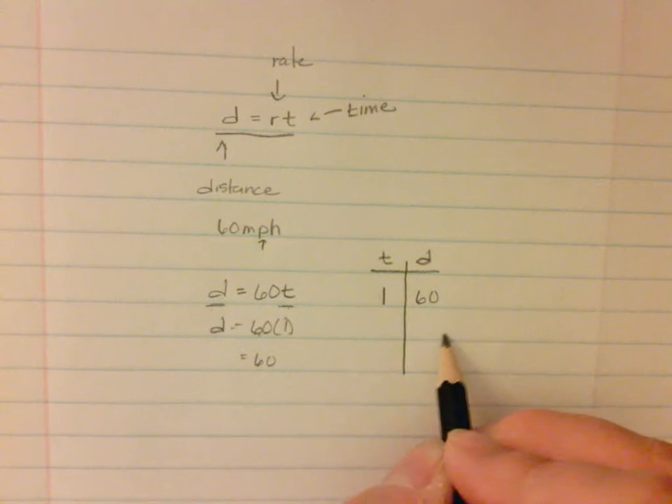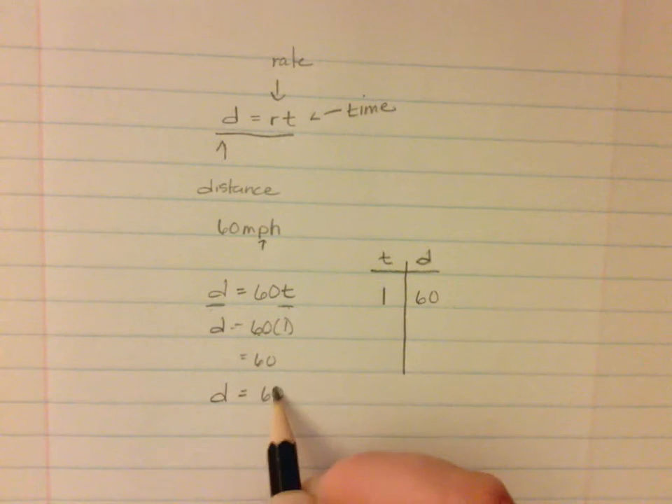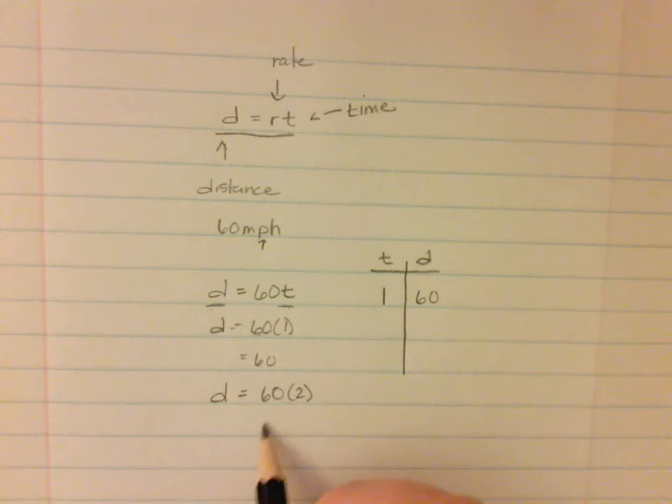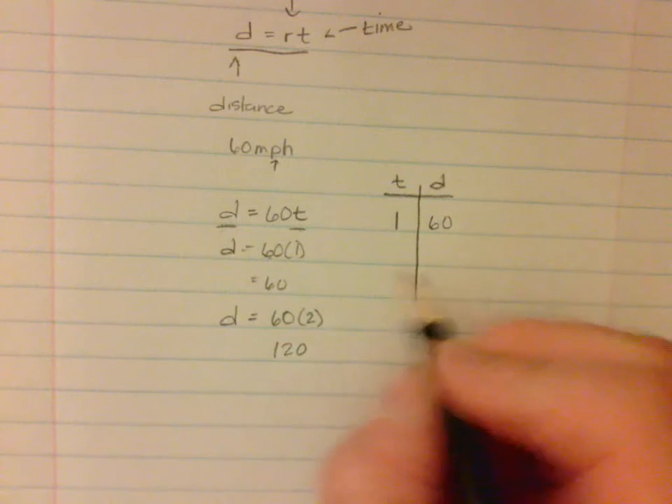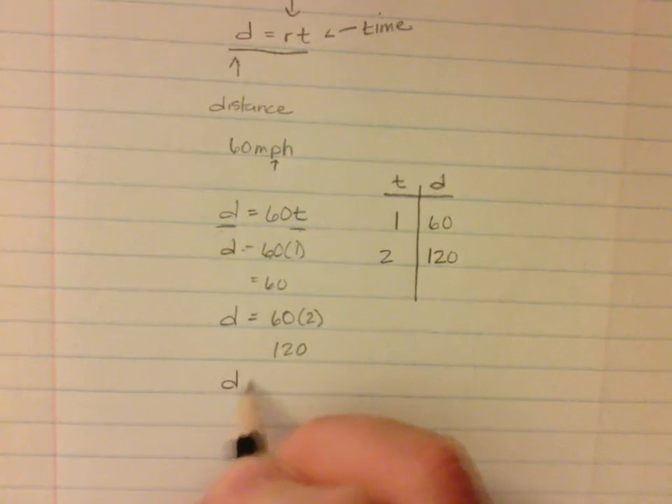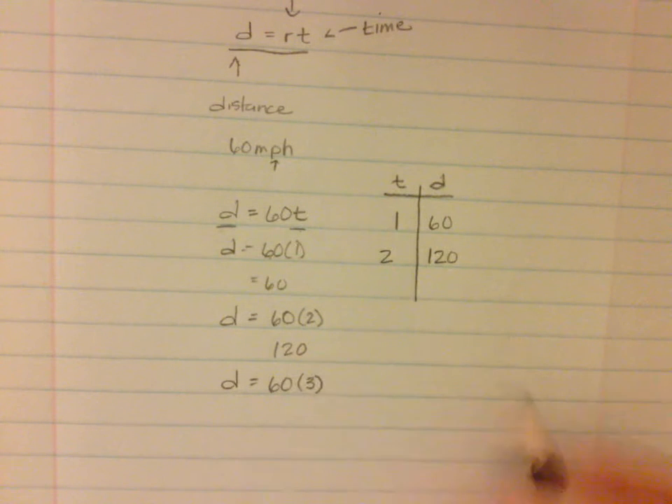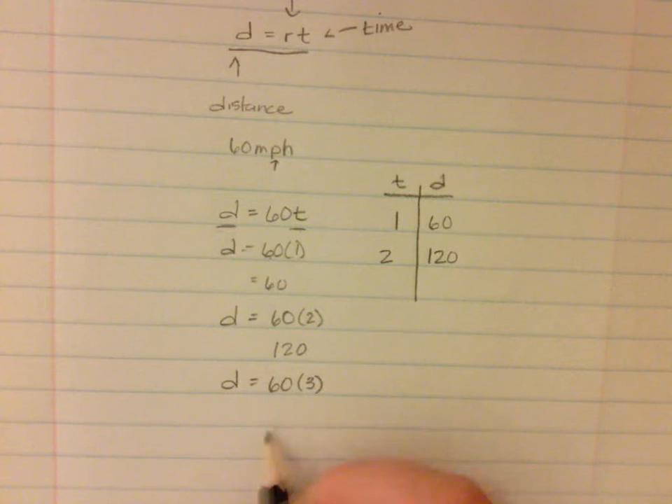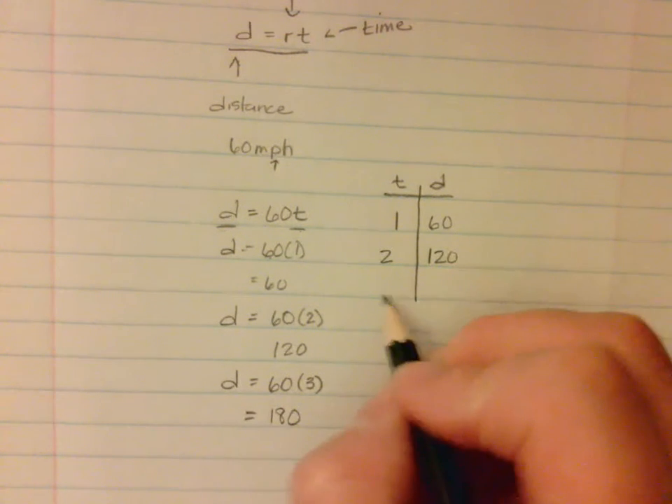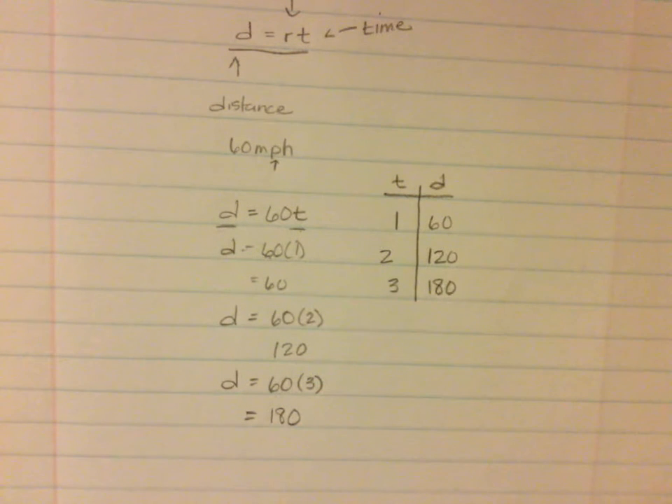Let's put a few more values in our table. If I travel for 2 hours, most of you would almost immediately say that I should have gone 120 miles. So I can put this value in my table as well. And then let's get one more value. After 3 hours, well, 3 times 6 is 18, and then I'd add a 0. So I would have gone 180 miles in 3 hours.